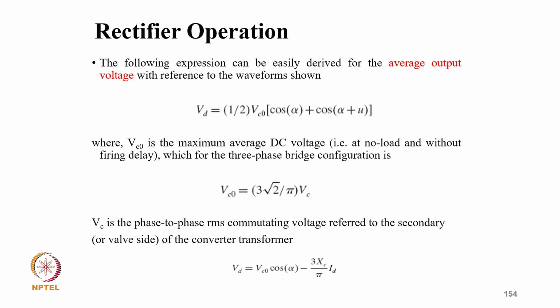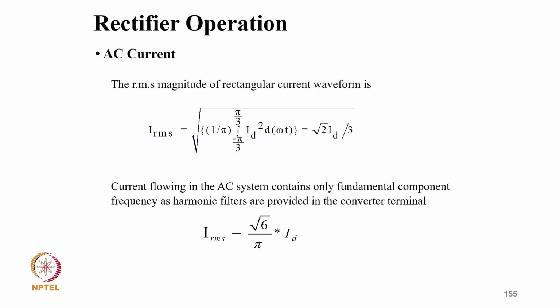VD equal to half VC0 in bracket cos alpha plus cos alpha plus mu, where VC0 is the maximum average DC voltage, that is, at no load and without firing delay, for the 3-phase bridge configuration. So VC0 equal to 3 root 2 divided by pi into VC, and VC is the phase to phase RMS commutating voltage referred to the secondary or valve side of the converter transformer. So VD equal to VC0 cos alpha minus 3 XC upon pi into ID.